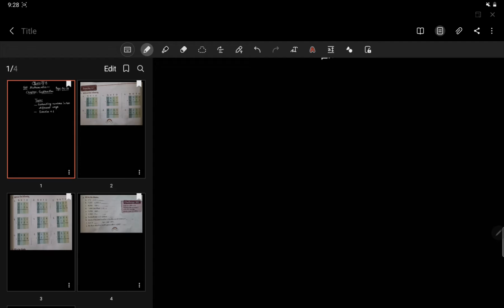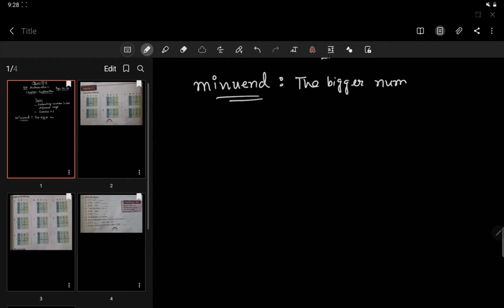Before we start, we have to recall some important terms. The first one is minuend. Do you know what minuend is? Yes, the bigger number from which we subtract. Clear? That is called minuend.